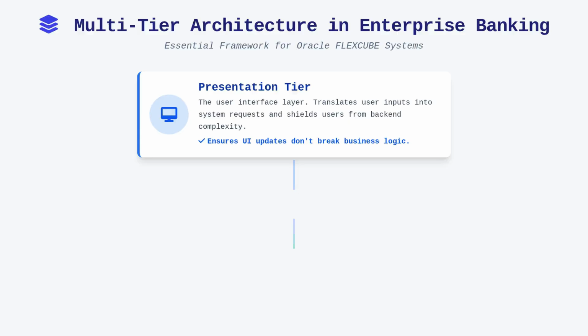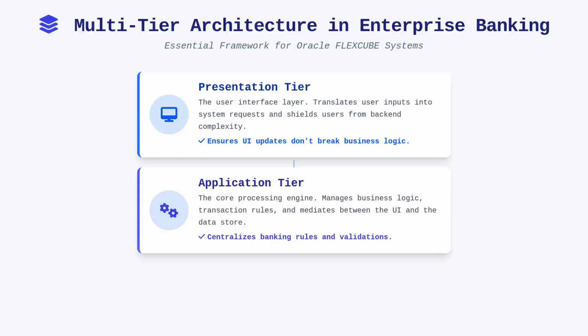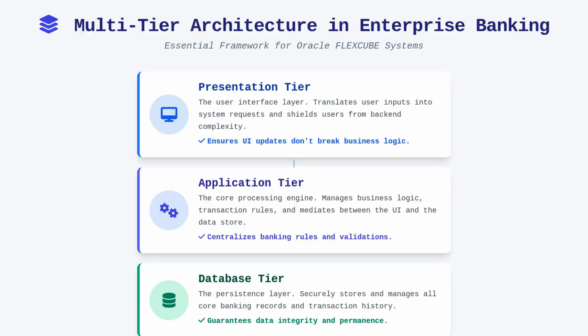The presentation tier serves as the interface between the user and the system, often rendered through a web-based client that interacts with the application server. This layer is responsible for translating user inputs into application-specific requests while shielding the user from the complexities of back-end transactions. By isolating the presentation logic, architects ensure that updates or changes to the user interface do not compromise the integrity of the underlying business logic. It provides a clean separation that allows designers to focus on usability without worrying about how those screens interface with the core banking database.